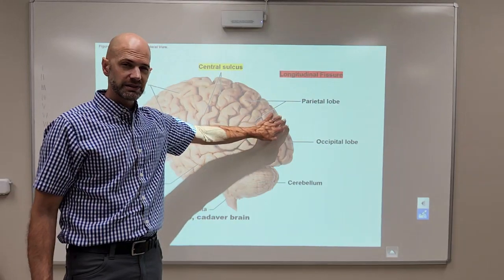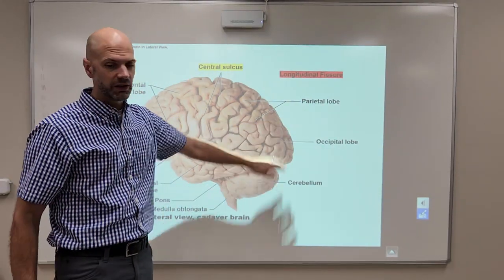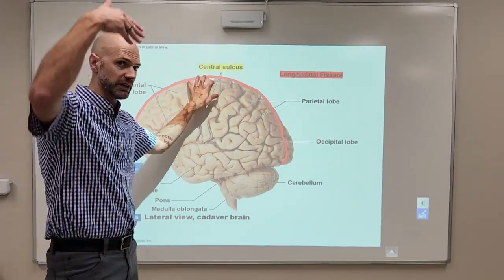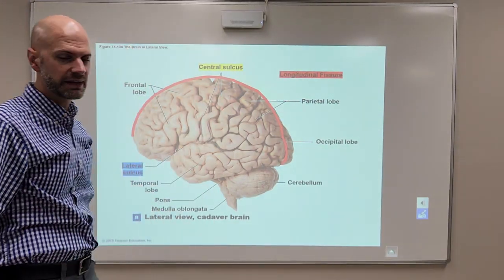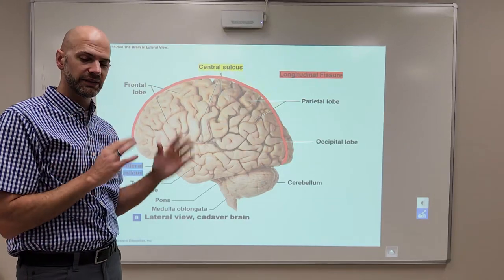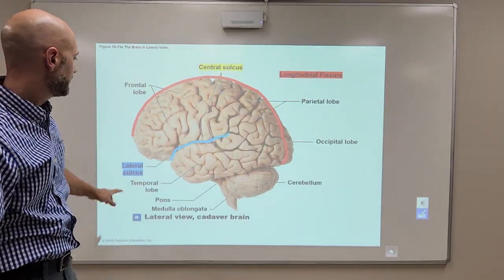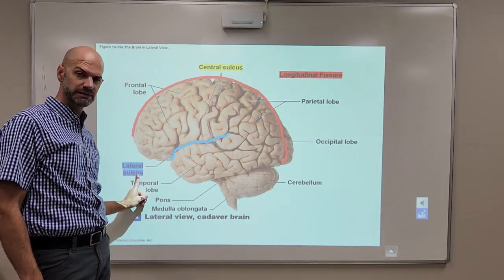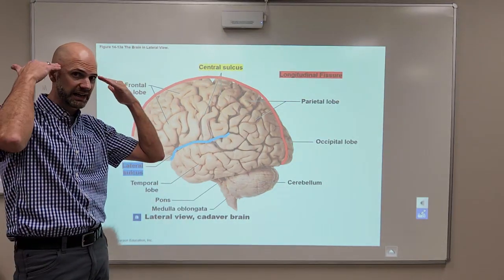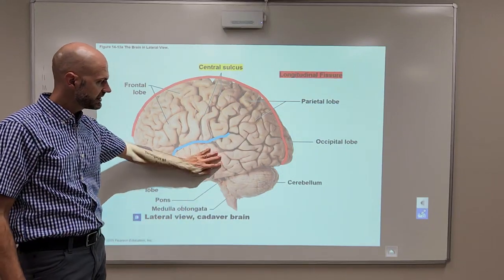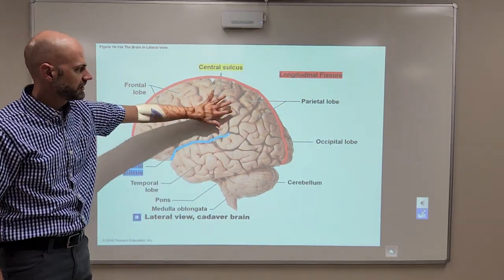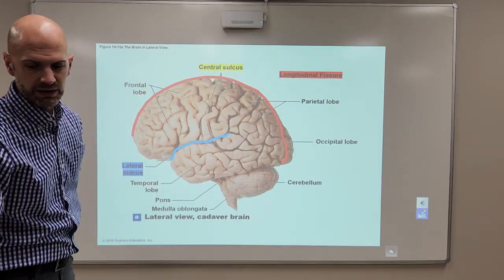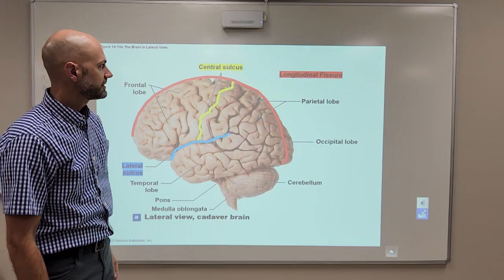Really one of the easiest ones from the front would be the longitudinal fissure. You can't see it unless you look down or from the front of the brain, but it separates the right and the left hemispheres. Then we have the lateral sulcus, or the lateral fissure. Fissure or sulcus is fine. It's the lateral one because it's on the sides of the head. It separates the temporal lobe from the frontal and parietal.